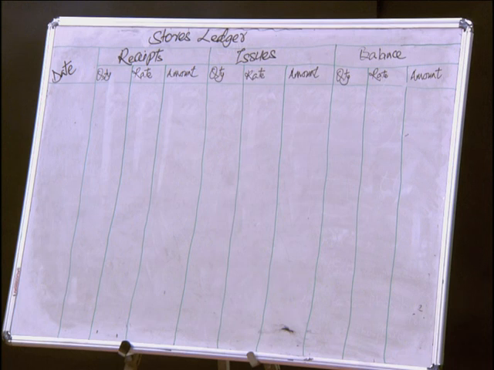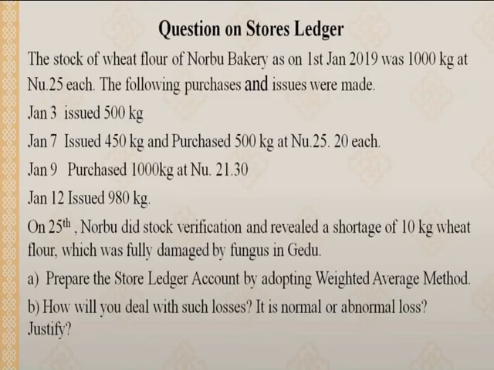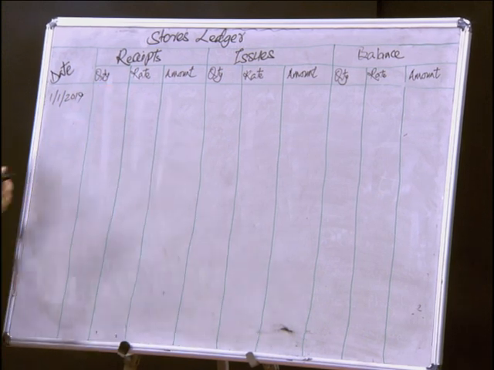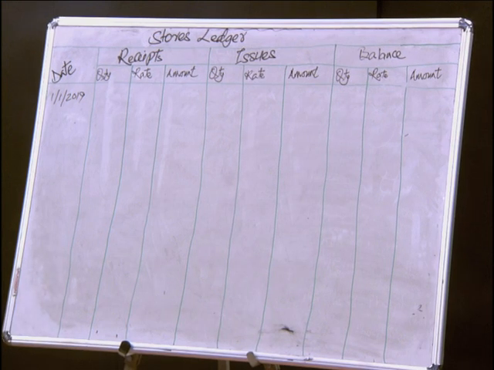The first we have is the date, 1st January 2019. There was a stock balance of 1000 kg at the rate of nil term 25. So first let us record the date, 1/1/2019. Before we proceed further, I request you all to catch hold of a calculator so that the calculations become quite easy. I would have wished you were here to give me the amount, but the situation did not allow it, so I'll also use the calculator.